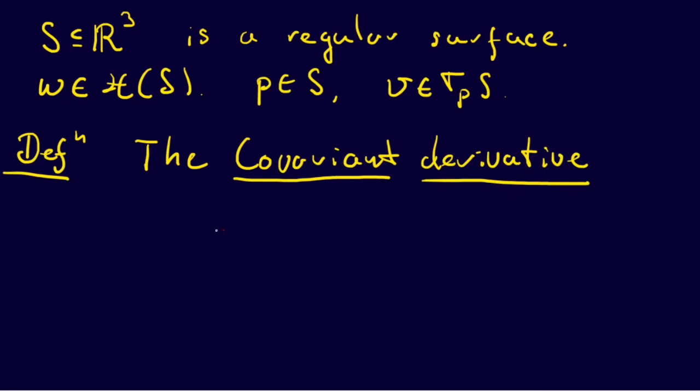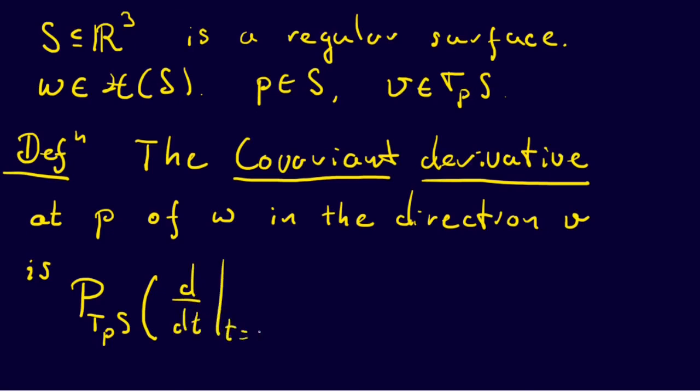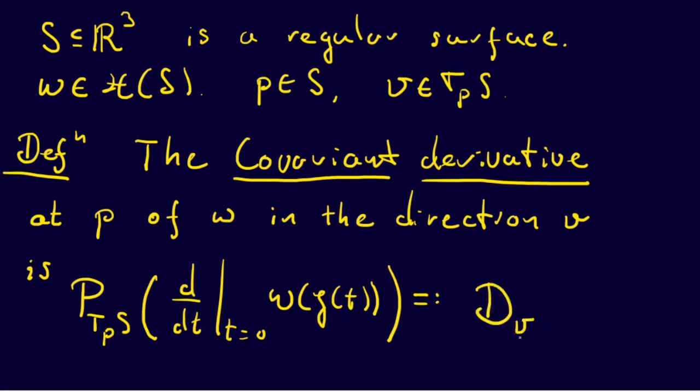And then I define the covariant derivative as follows. So it's going to be the covariant derivative at the point P of the vector field W in the direction of the vector V. And it's given by, well, we need to end by projecting onto the tangent plane. So this P stands for the projection onto the tangent plane. And what do we do? Well, we take the directional derivative of W composed with gamma. And we'll denote this covariant derivative by capital D in the direction of V of W evaluated at the point P.